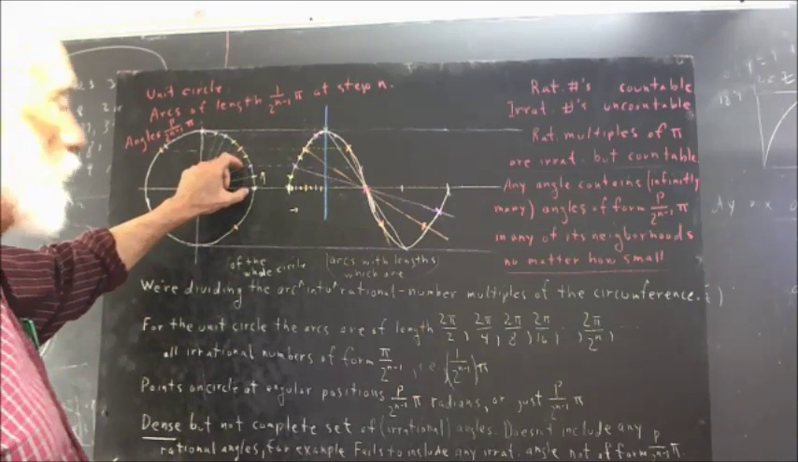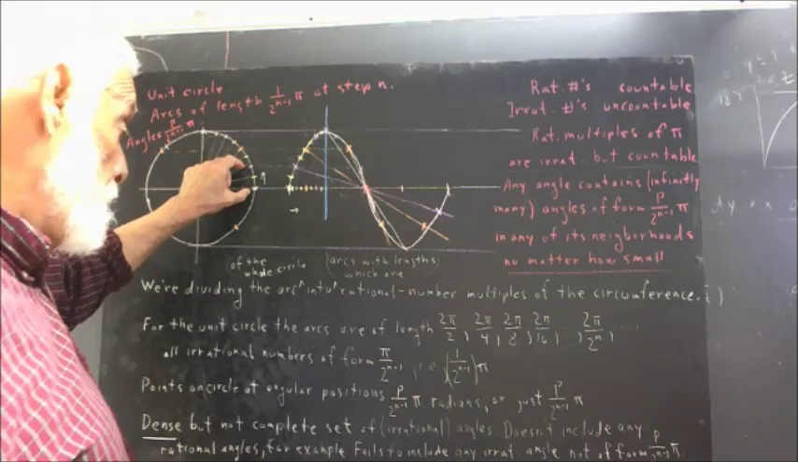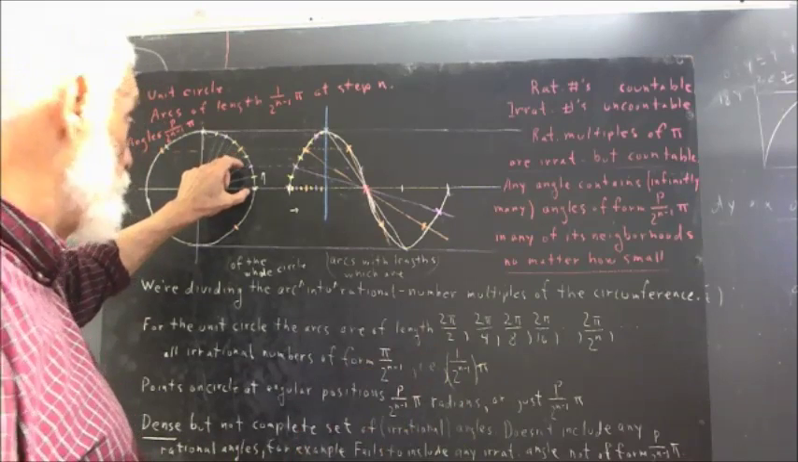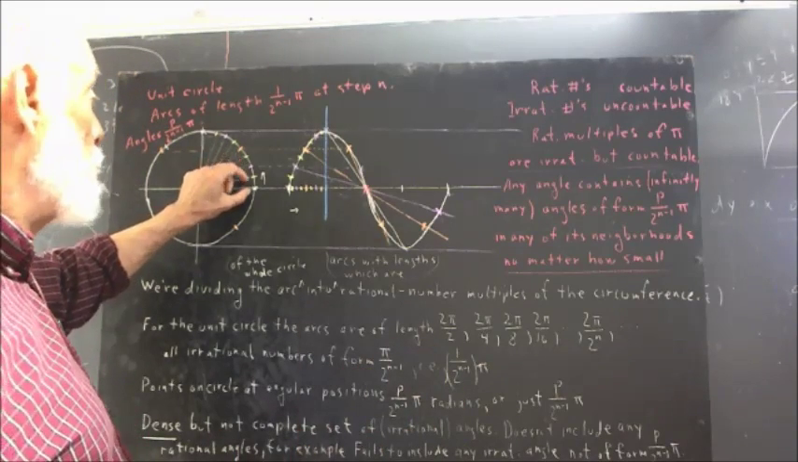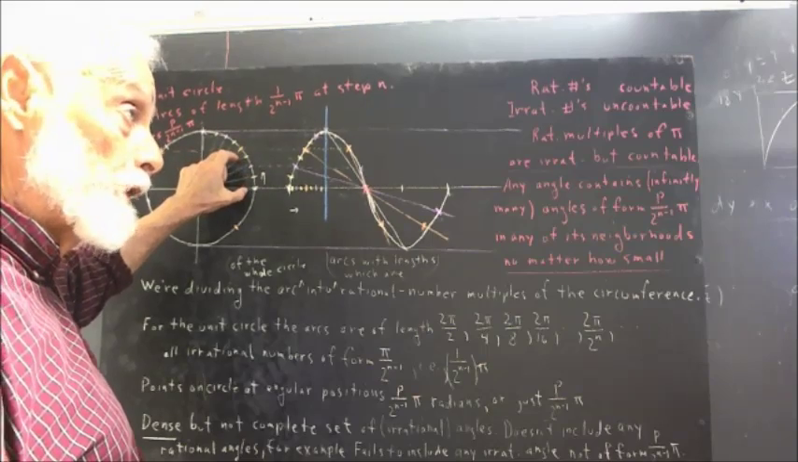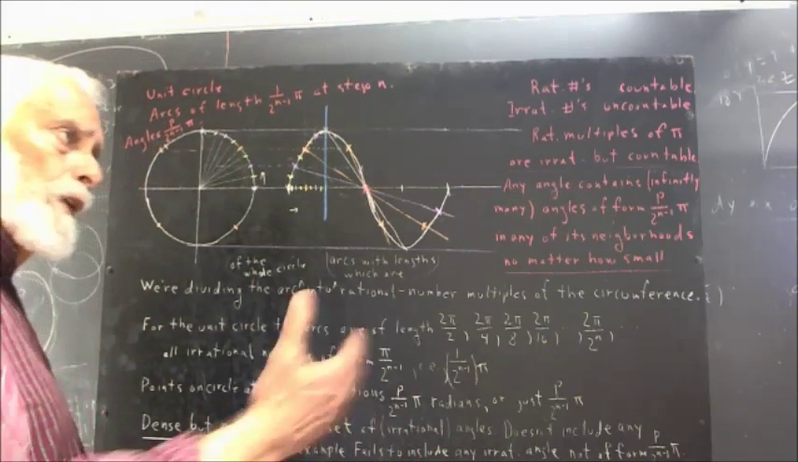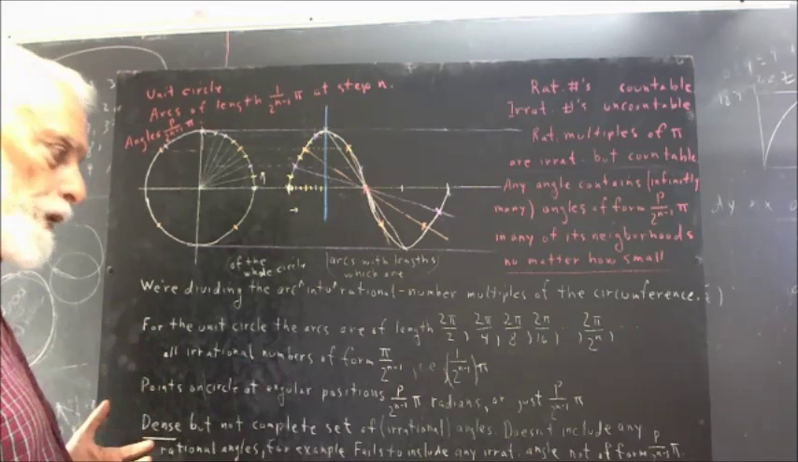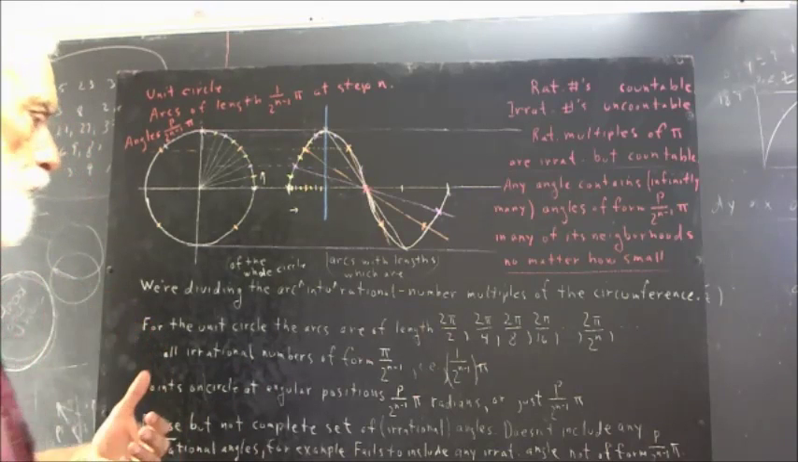If we do 2 of those, we get 2 pi over 16, which is pi over 8. Of course, that's one we've already gotten. If we do 3 of these, we get 3 pi over 16, and that doesn't reduce. 3/16 is a rational number that doesn't reduce.